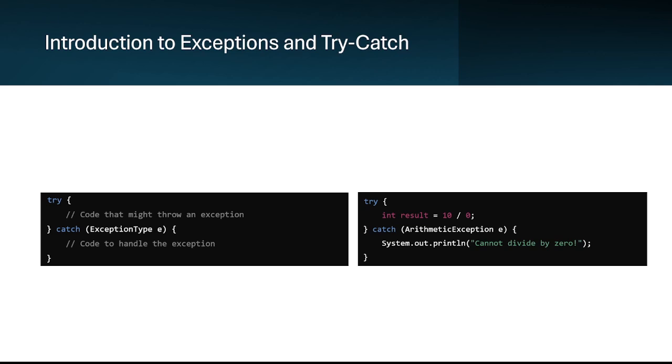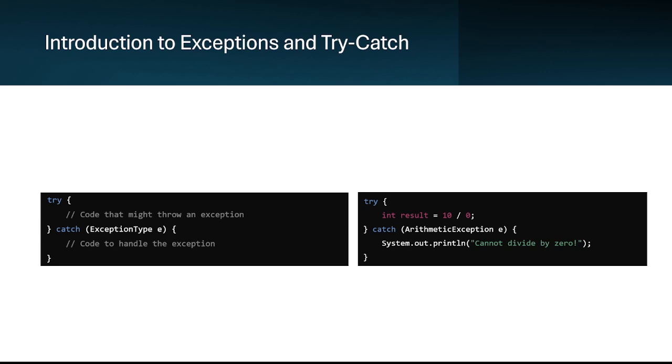What is an exception? An exception in Java is an event that occurs during the execution of a program that disrupts the normal flow of instructions. Think of it as an unexpected event. For instance, if your program tries to divide a number by 0 or attempts to access an array element outside its bounds, Java will throw an exception.